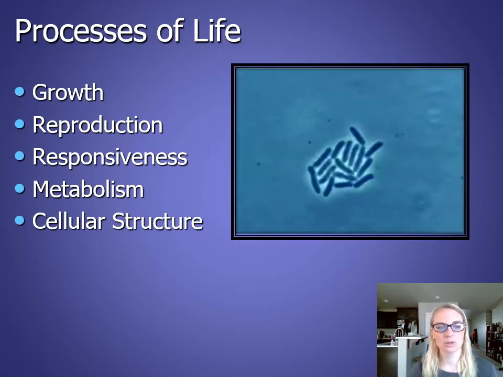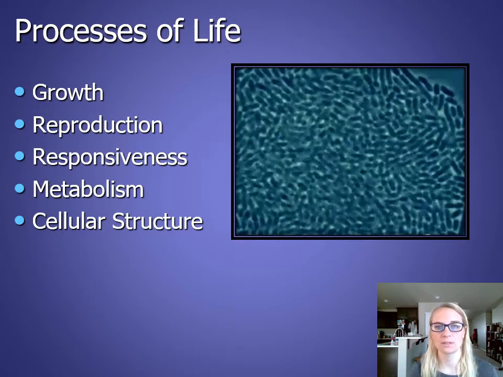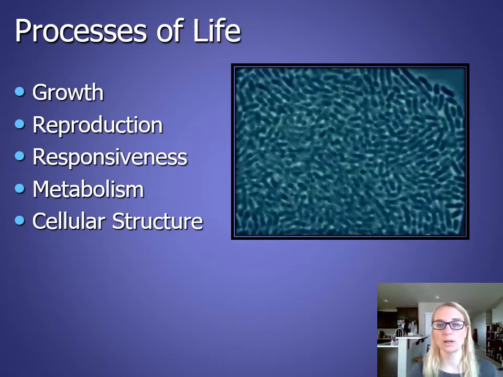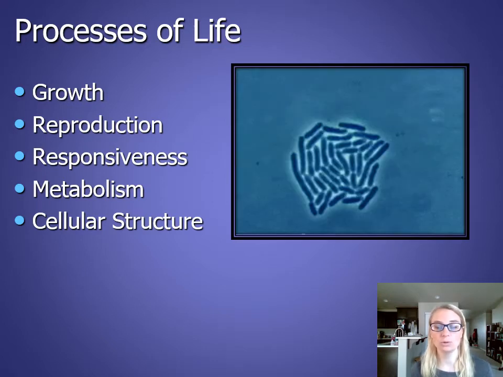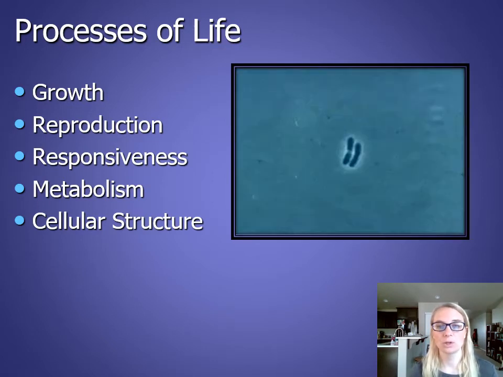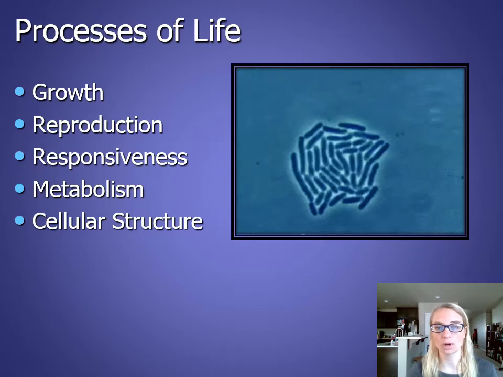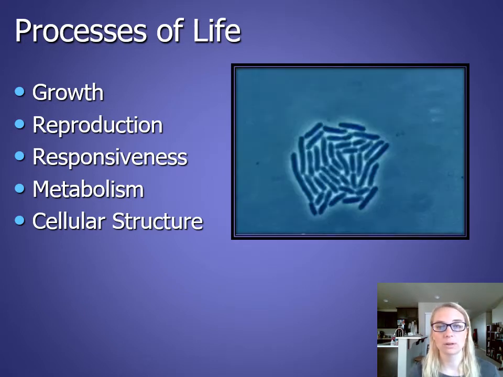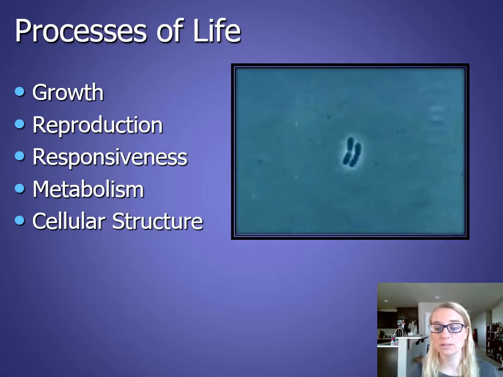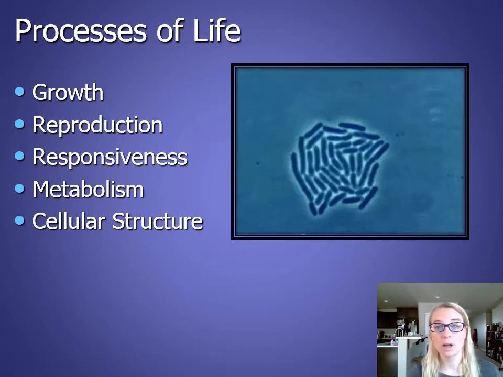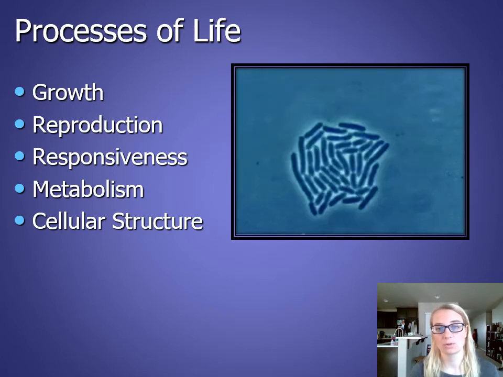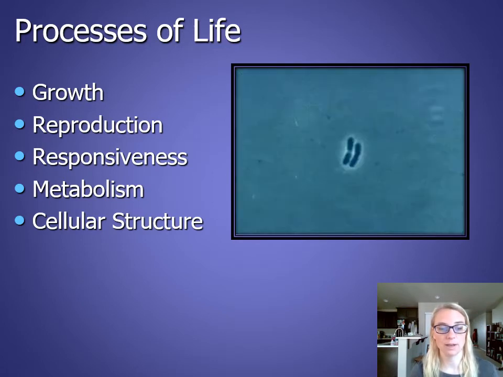The next process or characteristic of life is responsiveness. So you have to have the ability, if you're a living thing, to respond to stimuli around you and inside of you. So that could be responding to light or heat or chemicals or molecular and chemical communications from other organisms or internal messages, internal signals. So responsiveness is a characteristic of living things and a process of life.